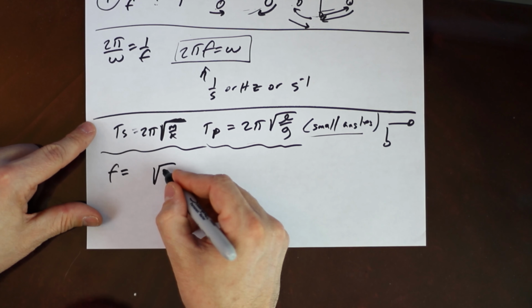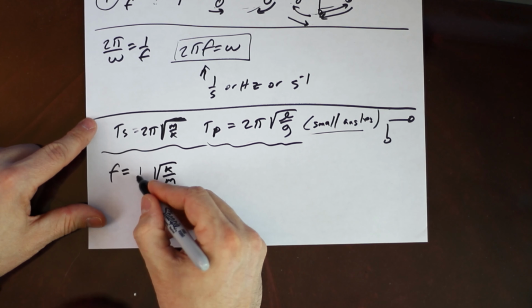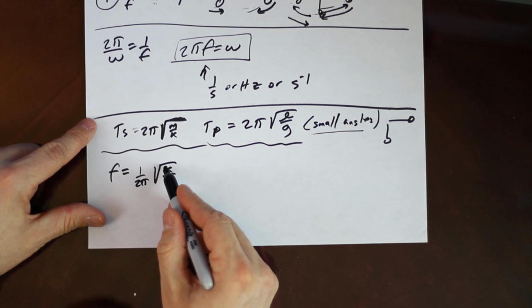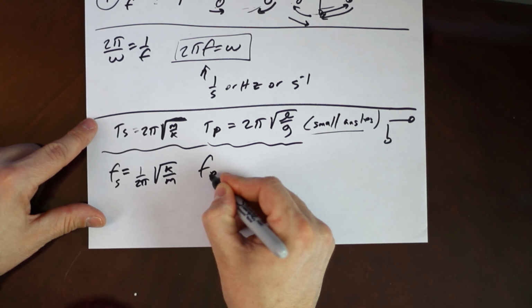So let's do the square root first part. That basically means flip everything. So k over m. And then, of course, I'm going to have a 1 over 2 pi out front. So just flip everything around. There's our frequency for a spring, frequency of a pendulum.